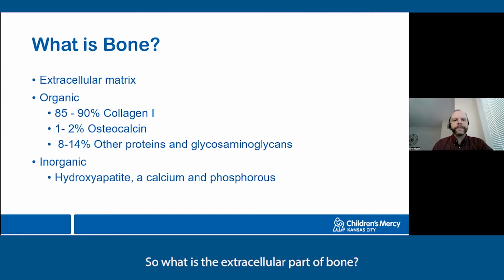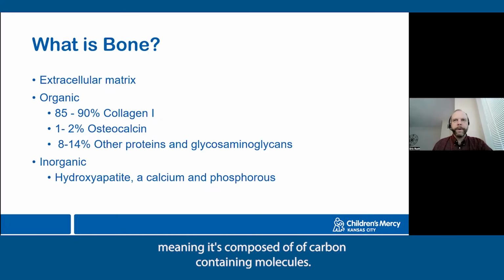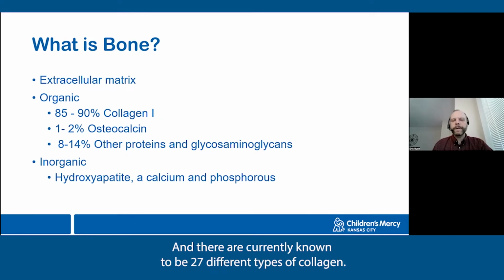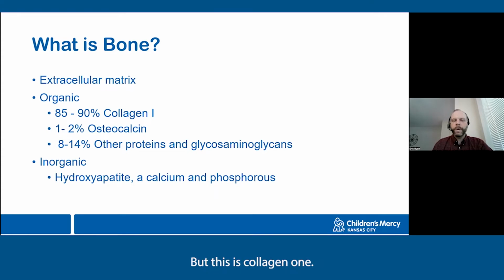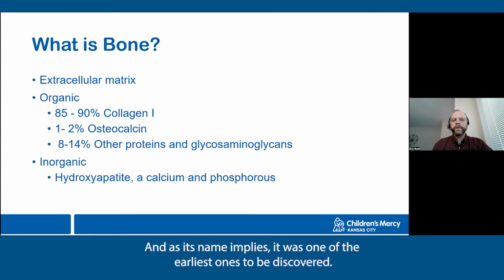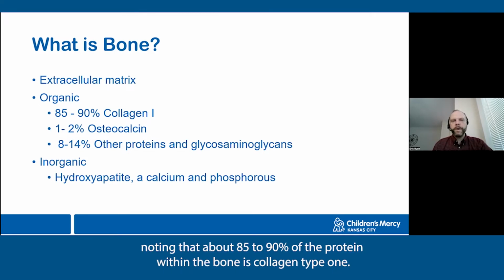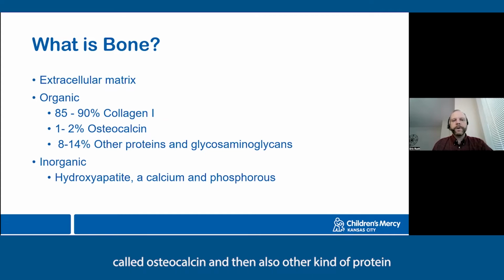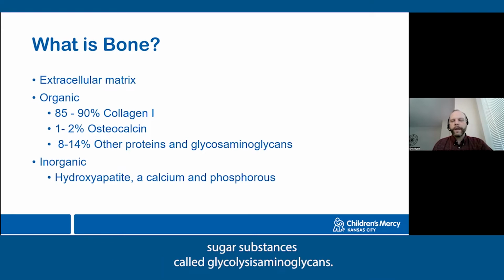So what is the extracellular part of bone? Well, we just call it the extracellular matrix, and it's organic, meaning it's composed of carbon-containing molecules. And one of the substances that's very important in bone is collagen. And there are currently known to be 27 different types of collagen, but this is collagen 1. And as its name implies, it was one of the earliest ones to be discovered. And it's also very important, noting that about 85 to 90% of the protein within the bone is collagen type 1. There are some minor contributions from other collagens and different proteins called osteocalcins, and then also other kind of protein sugar substances called glycosaminoglycans. So this is what the organic matrix of the bone is comprised of.